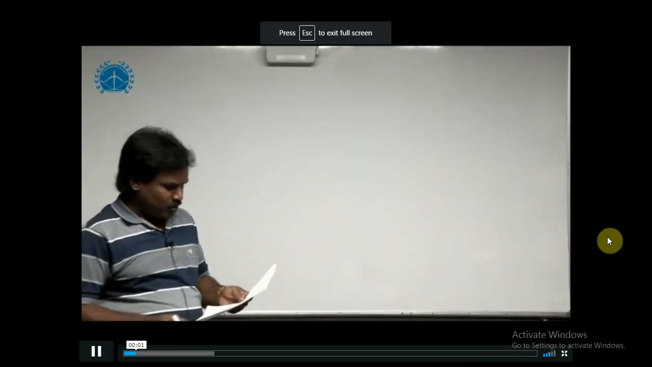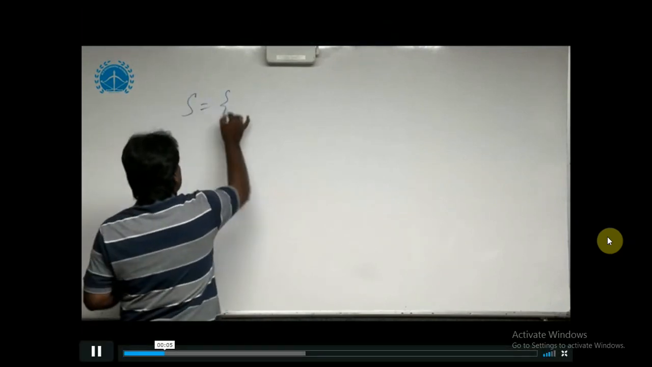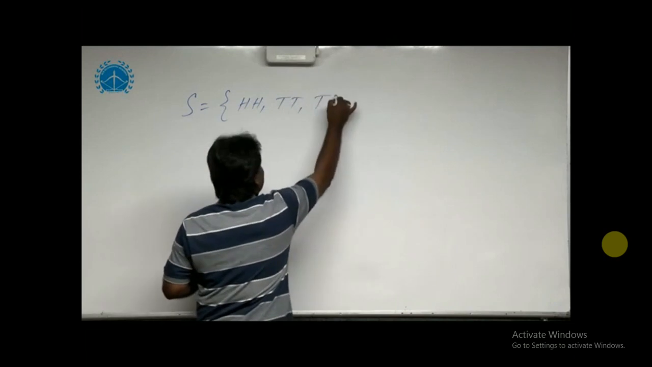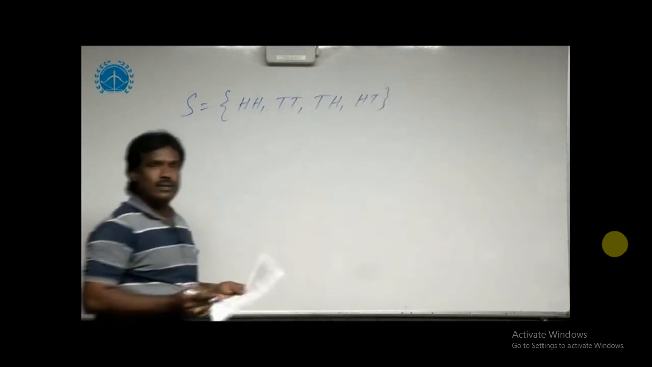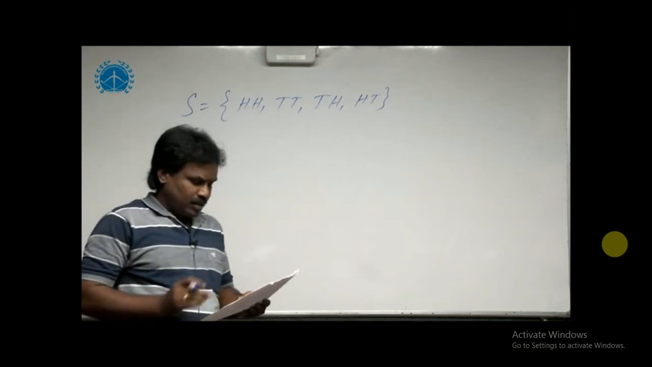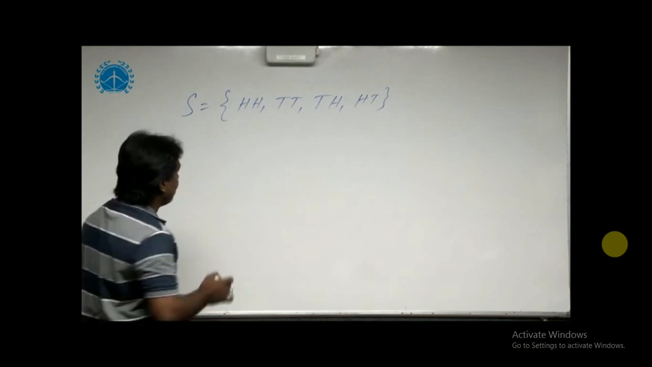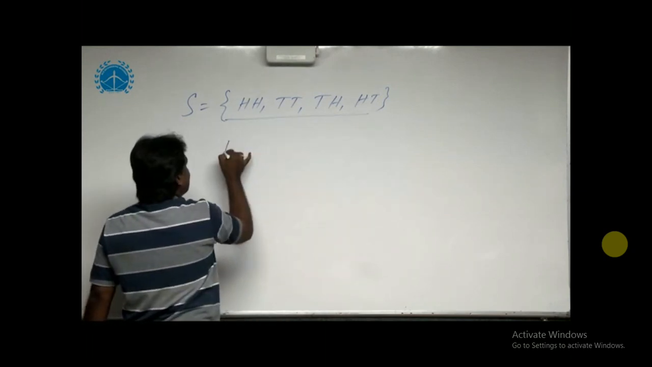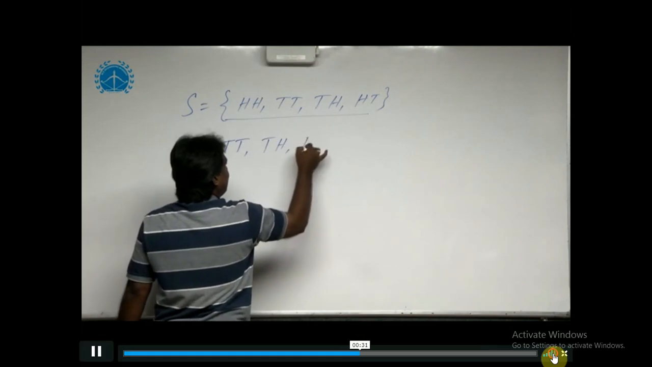So if two coins are tossed, then the sample space is HH, TT and TH, HT. This is the sample space whenever two coins are tossed. But here the given condition is that at least one tail comes up. How many samples are possible with one tail coming up? Only 3, that is TT, TH and HT.